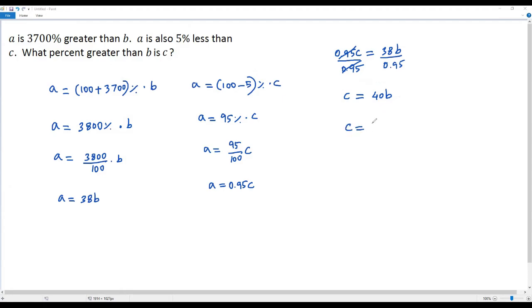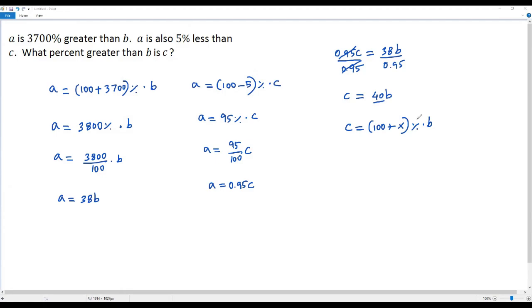Since we have to find C is what percent greater than B, we can rewrite this equation as C equals to 100 positive X percentage times B. So this equation tells us that C is X percentage greater than B. So now our aim is to find the value of X. Since we have rewritten this equation in this format, let's compare the stuff on the right side over here. Here we have B, here we have B.